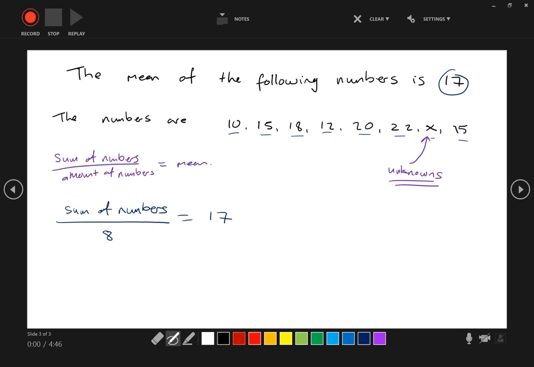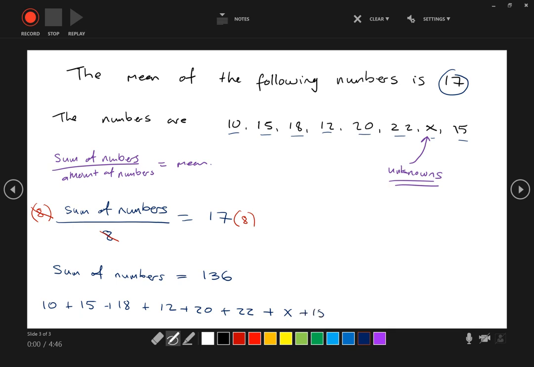Okay, and always to get rid of a fraction, I can remember that if I multiply this side by 8, remember division and multiplication are the opposite of each other, so they cancel each other out. And my other rule of math says that what I do to one side, I have to do to the other. So I now know that the sum of numbers has to be equal to 136. Which means that when I add up all of my numbers, 10 plus 15 plus 18 plus 12 plus 20 plus 22 plus X plus 15, I will get 136.